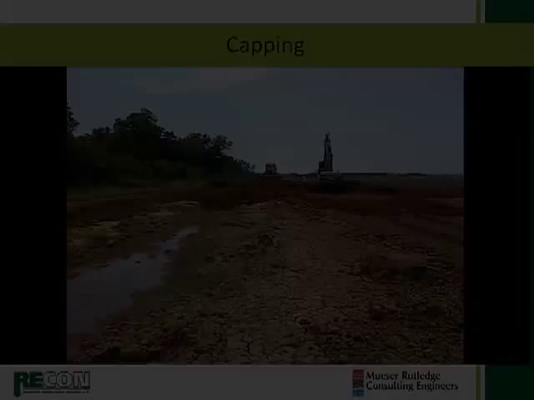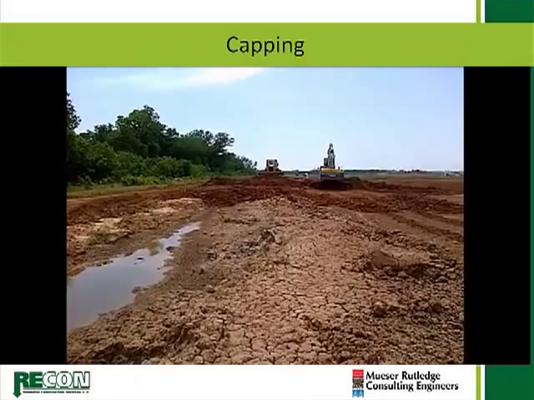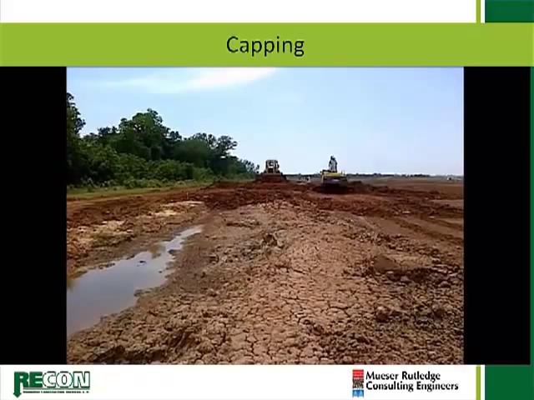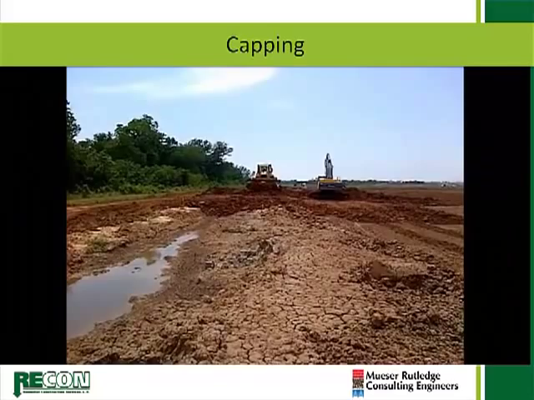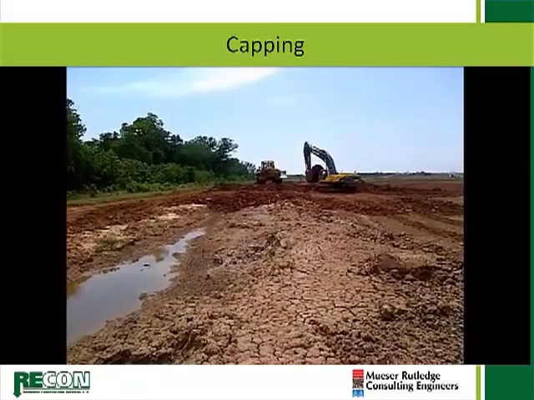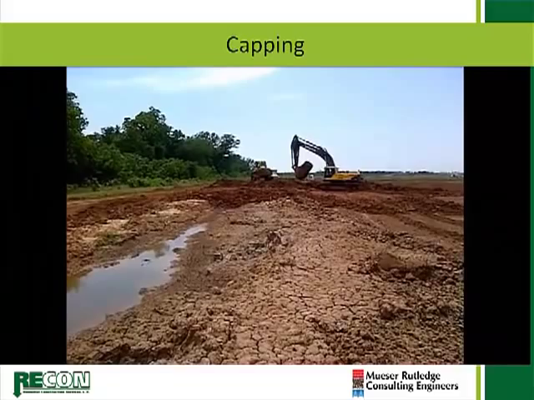This final video shows the capping of the slurry trench. On the left side, you can see the trench with standing water over the backfill. And in the background, an excavator and bulldozer construct the levee-type cap structure over the trench. The cap provides protection from the elements to prevent desiccation, animal and plant growth in the wall, and added weight to accelerate the consolidation of the backfill, further decreasing the hydraulic conductivity or permeability of the barrier.